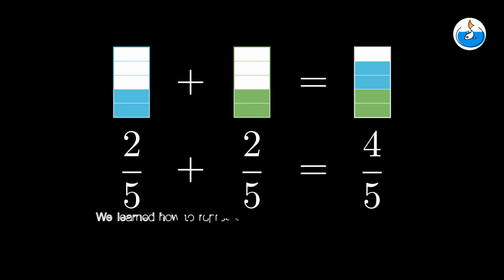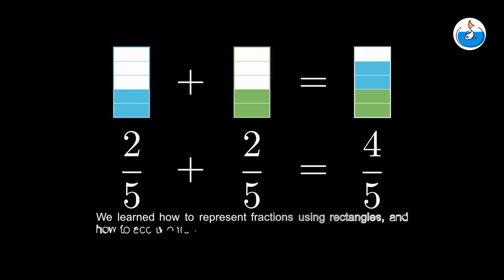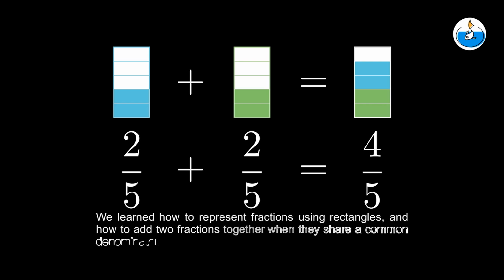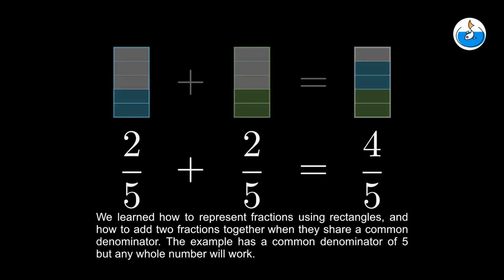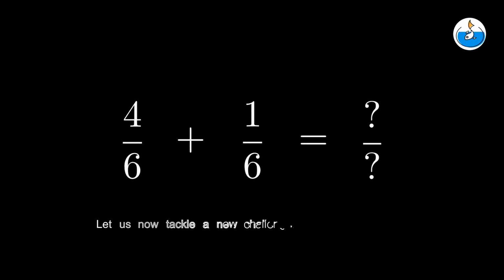You just learned how to represent fractions using rectangles, and how to add 2 fractions together when they share a common denominator. In our example, the common denominator is 5, but the good news is that any whole number will work. In the previous example, we showed how to add 2 fractions that have a common denominator and also share a common numerator. Let us now tackle a new challenge.